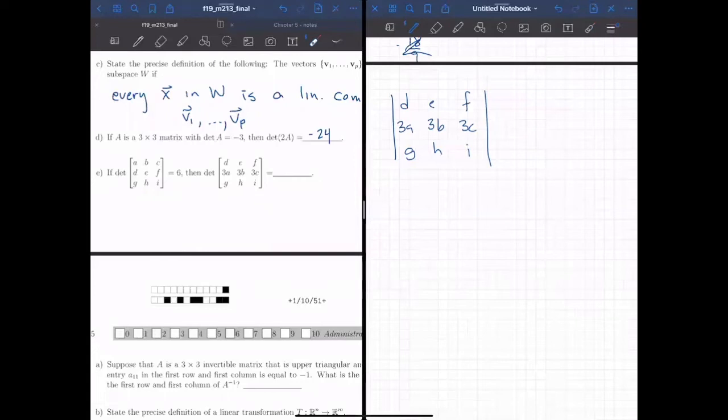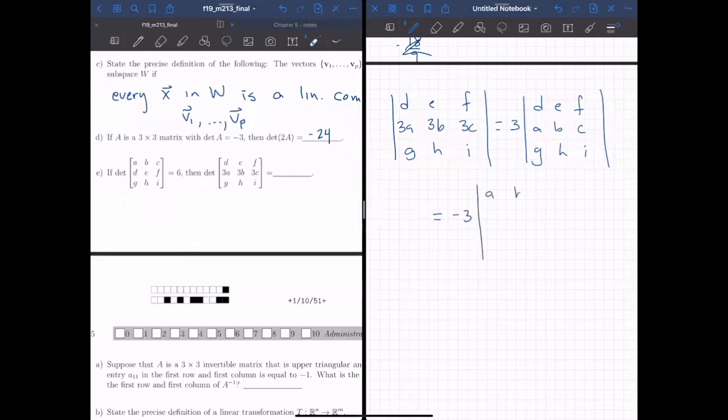So just looking at this, what do I have to do to make these look the same? Well, first of all, I have to factor out a 3. Remember, I can pull a 3 out of a determinant, and that doesn't change anything if I do it for one row only. So I pull the 3 out. And now it looks like I just have to swap row 1 and row 2. So if I swap row 1 and row 2, what happens to my determinant? It becomes negative. Yeah, it becomes negative.